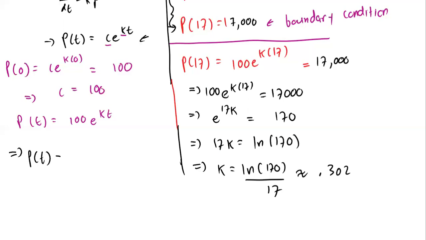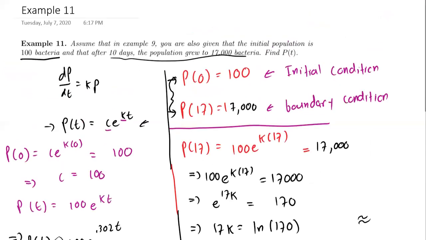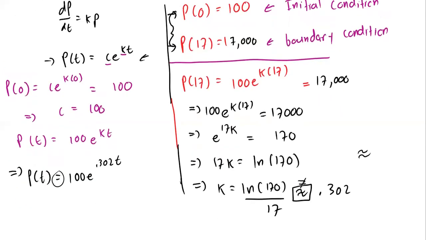So what's our population function? Let me make a note of this. Since this is an approximation, not the actual exact number, anytime you use approximations, you want to write this symbol here, because we can't use equality, since this is not equal to that. Since I already stated that it's an approximation here, it's fine for me to write equality here. I already know it's an approximation. So P of t equals 100 e to the 0.302 times t. And that's the population function that satisfies this differential equation and satisfies both this initial condition and boundary condition.